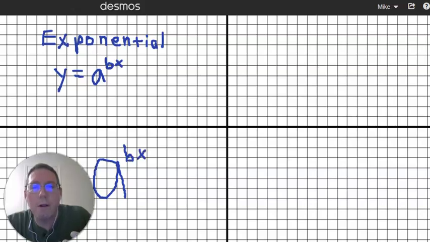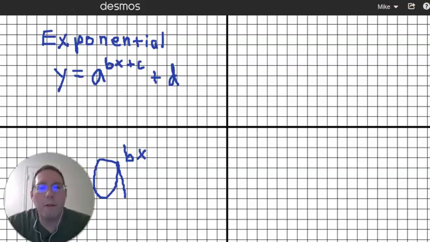So the variable, and then we can have plus C in the exponent, and then coming out of the exponent, we have plus D, okay? And so this whole thing here is an exponent, okay? So it's A raised to the power of the exponent, bx plus c. So the variable x is actually a part of the exponent, okay? And so that's how we write an exponential function.